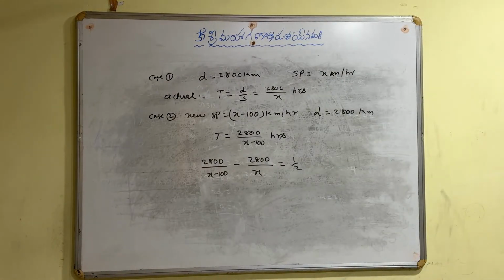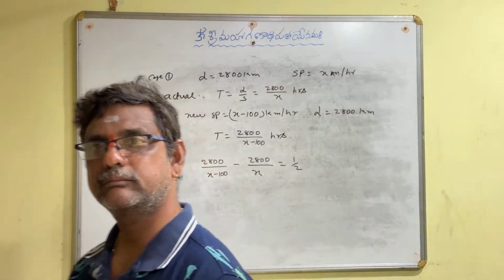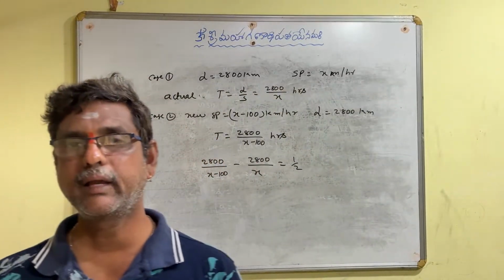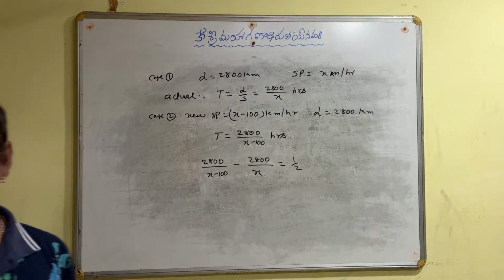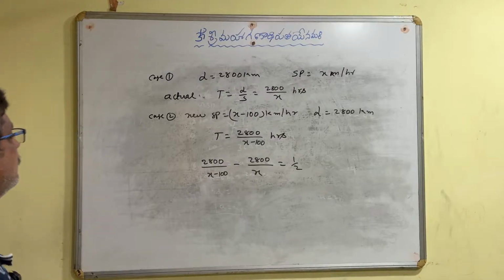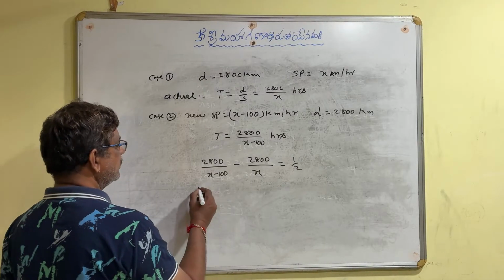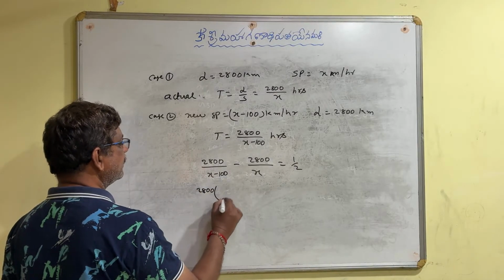And apply quadratic. You can apply either the splitting the middle term concept or the quadratic formula. You can find out the speed of the flight or aircraft. 30 minutes, that is, half an hour. Okay? Now find out the speed first. You can take 2800 common.